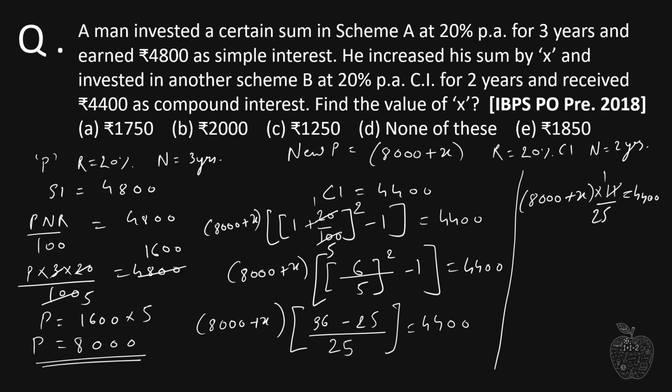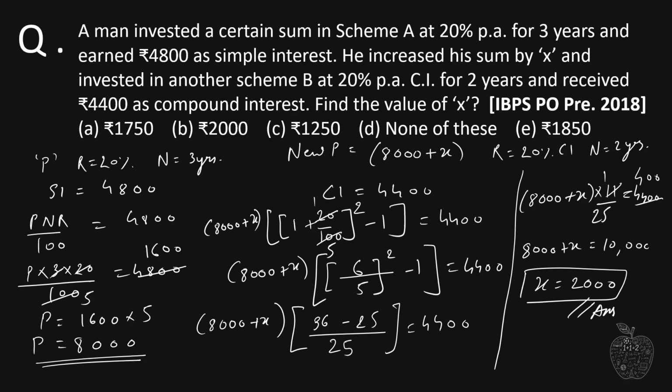Now 11 ones are 11, fours are 00, and we get 8000 plus X is equal to 400 into 25, which is 10,000. So we get our X as 10,000 minus 8,000, which is 2,000, and this is our required answer. So here option B is the correct one.